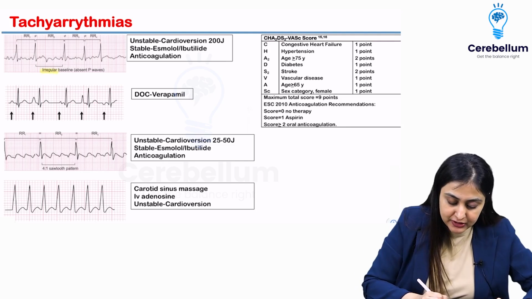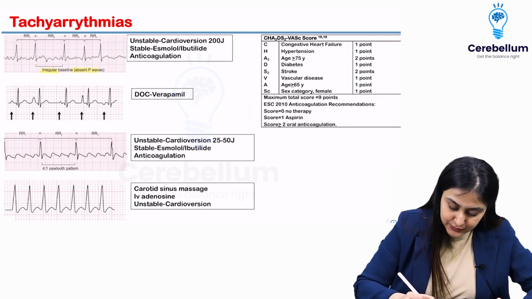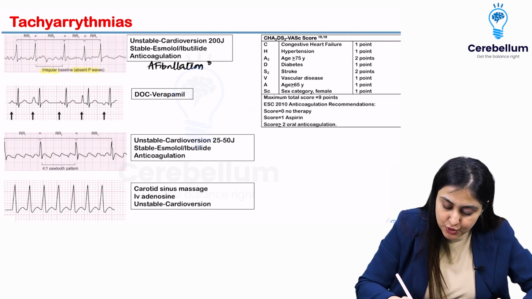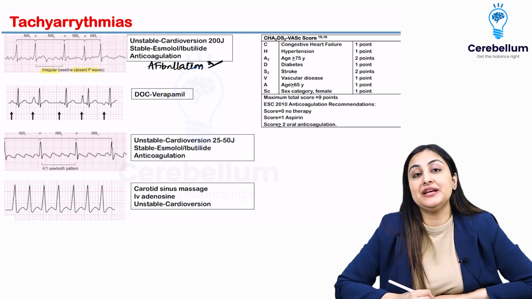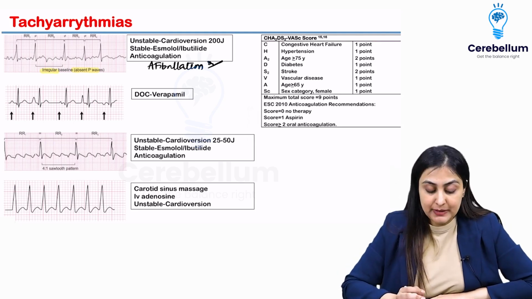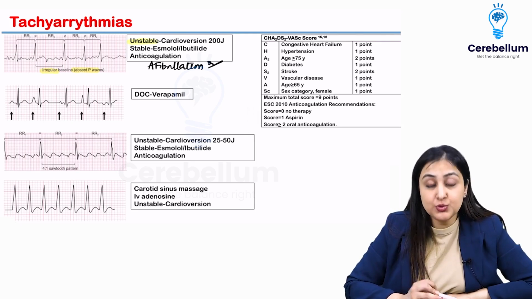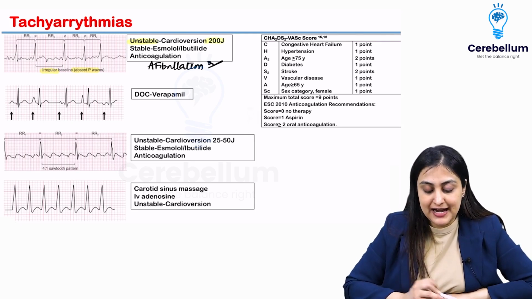So irregular, absent P waves. One diagnosis only, we are dealing with a case of atrial fibrillation, so commonly asked. Atrial fibrillation management. What you want to remember, if patient is unstable, you do a cardioversion. This is at 200 joules.